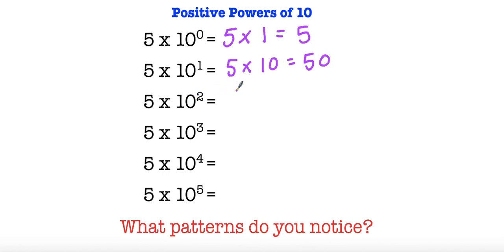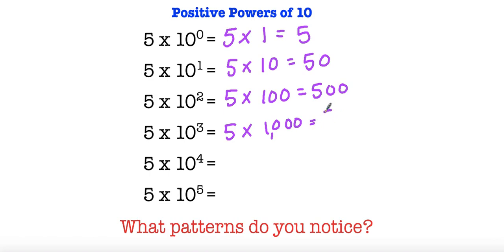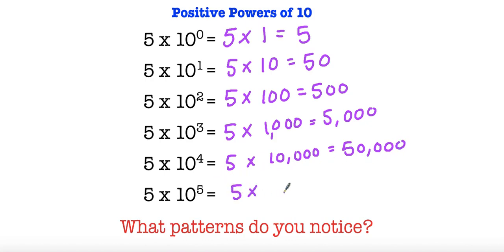5 times 10 to the power of 2 is 5 times 100, which is equal to 500. 5 times 10 to the power of 3 is 5 times 1,000, which is equal to 5,000. 5 times 10 to the power of 4 is 5 times 10,000, which equals 50,000. And 5 times 10 to the power of 5 is 5 times 100,000, which equals 500,000.